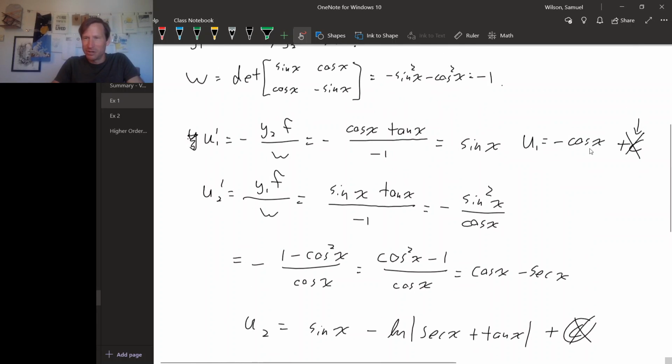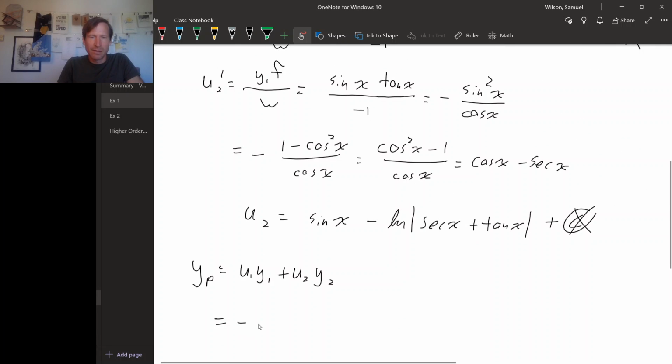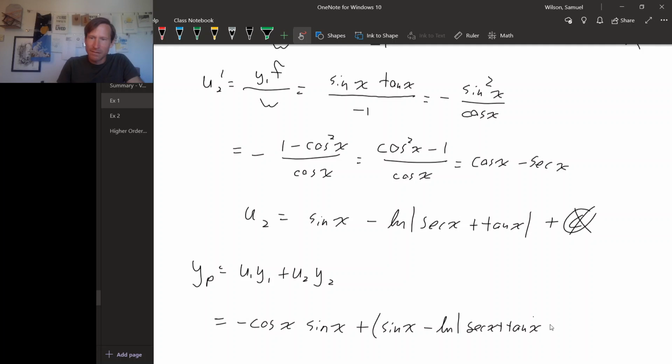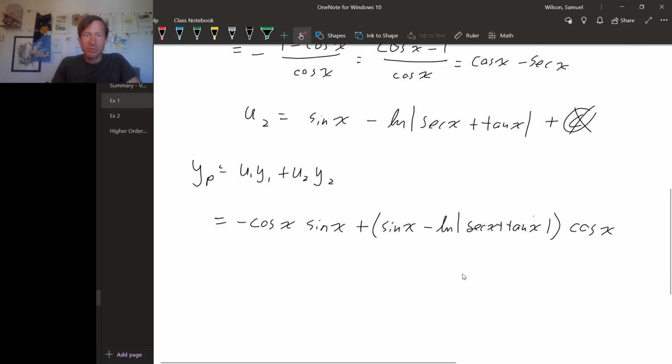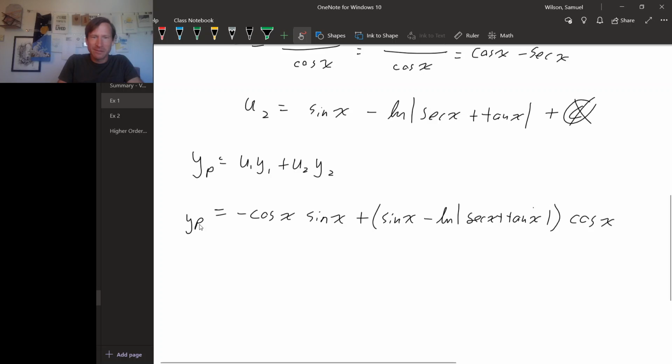u1 up here was minus cosine times y1, which was sine x, plus u2, which is sine x minus natural log absolute value secant x plus tangent x, times y2, which is cosine x. And there we go. There's a particular solution.